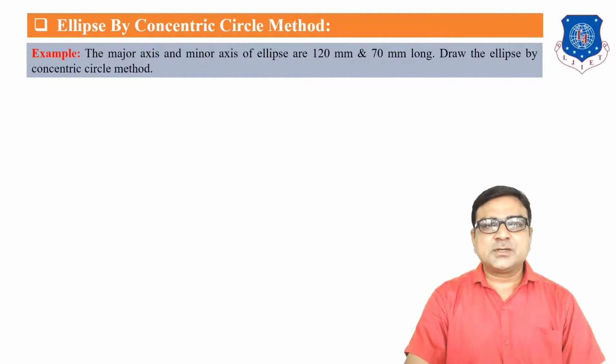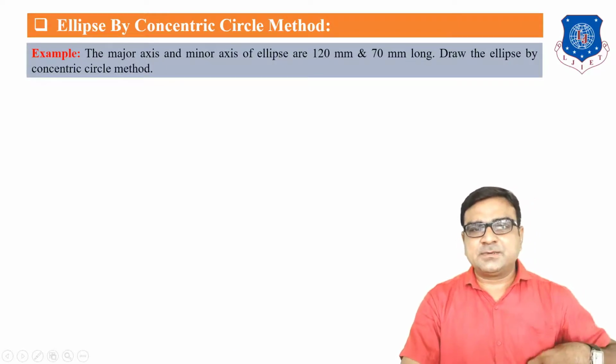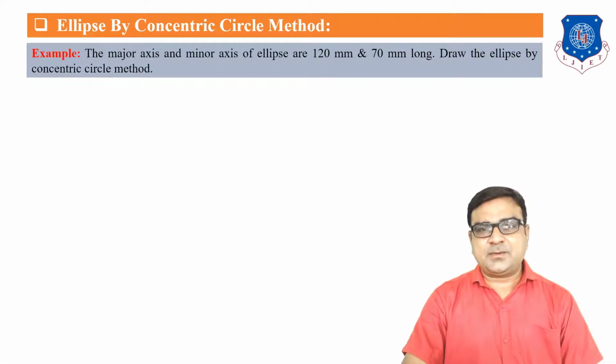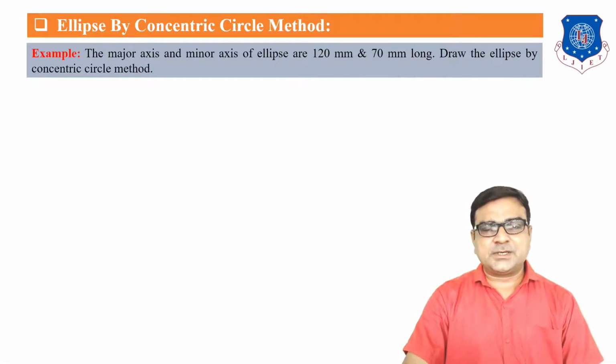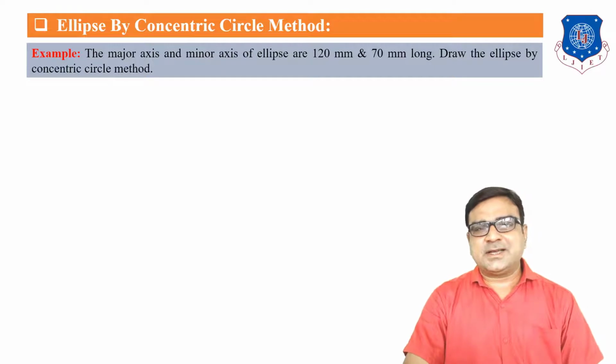Now, ellipse by concentric circle method. The major axis and minor axis of the ellipse are 120 mm and 70 mm long. Draw the ellipse by the concentric circle method. Concentric circles are circles which have the same center.